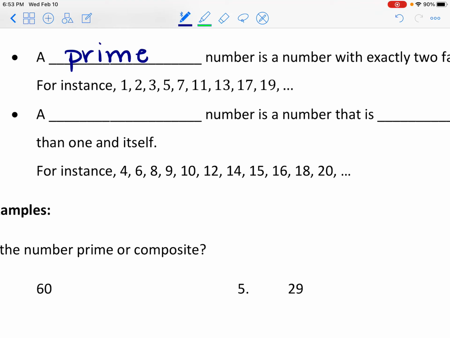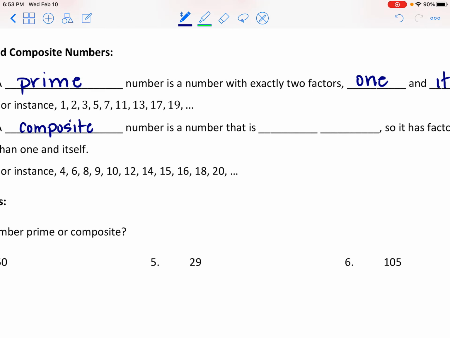Now, if a number isn't prime, then we call it a composite number. It's composed of other factors. So a composite number is a number that is not prime, meaning it has factors other than 1 and itself. Okay, it is composed of factors other than 1 and itself.